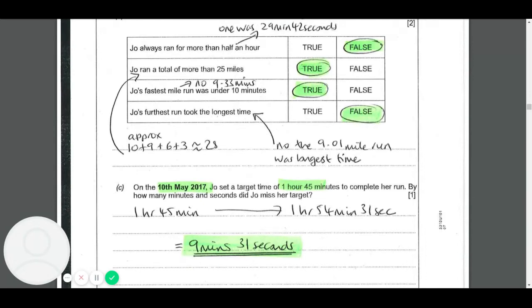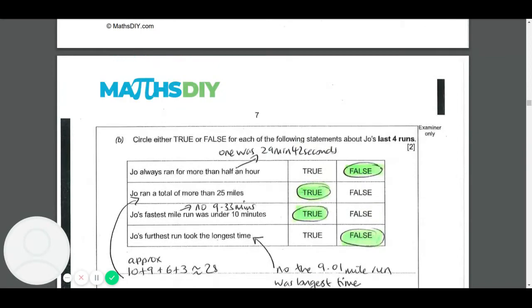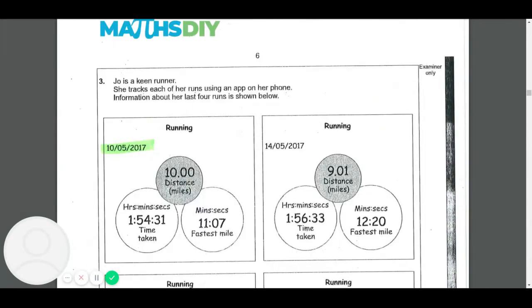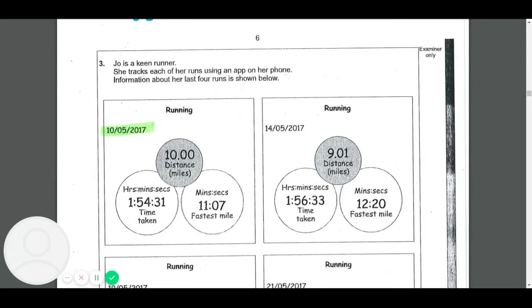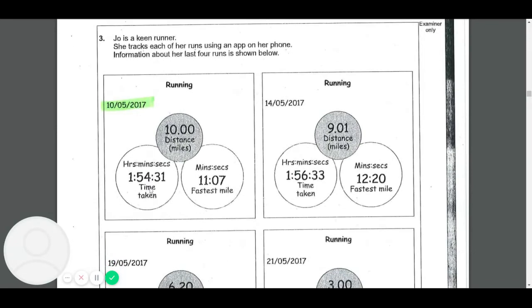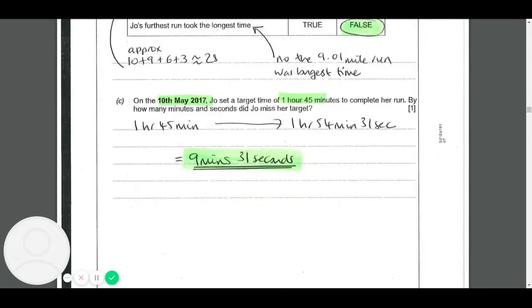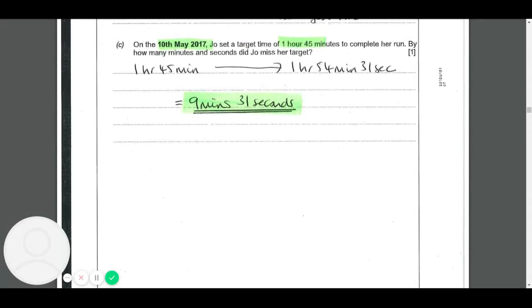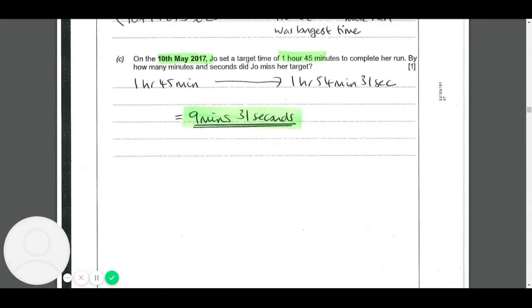On the 10th of May, she set a target time of 1 hour 45 minutes to complete her run by. By how many minutes and seconds did she miss her target? So 10th of May, let's have a look. We've got the 10th of May here. So she wanted 1 hour 45. She got 1 hour 54 and 31 minutes. So that's an extra 9 minutes and 31 seconds there. Yeah. So you've got to be careful. You just got to count on time because time isn't like decimals. You can't just say, there's not 100 minutes in an hour, so it doesn't quite work like that.